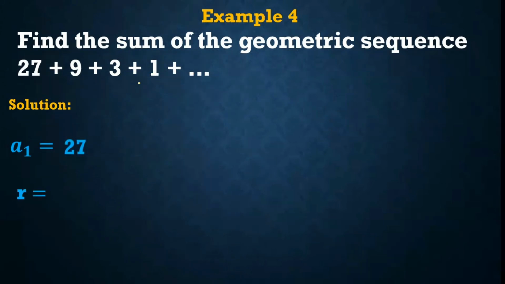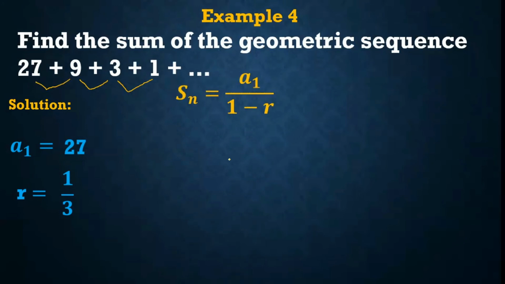R, or the common ratio, ibig sabihin po, 1 divided by 3 is 1/3. 3 divided by 9 is also 1/3. And then 9 divided by 27 is also 1/3. So therefore, our common ratio is 1/3. Next, we have to write the formula of the sum of the infinite geometric sequence. We have S sub n equals A sub 1 divided by 1 minus R.